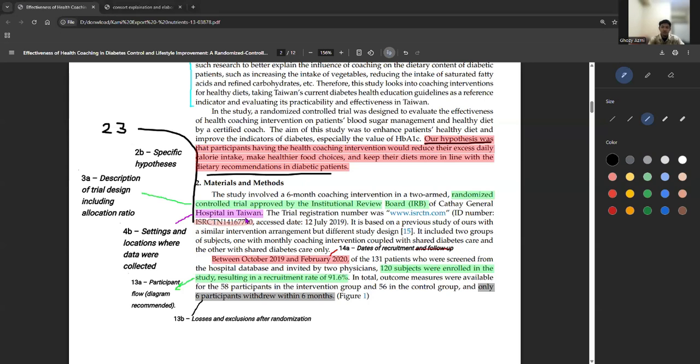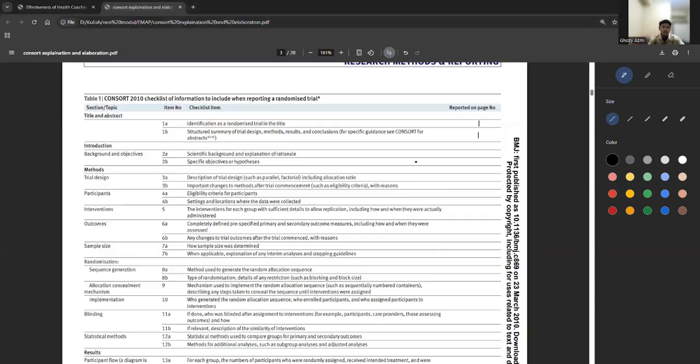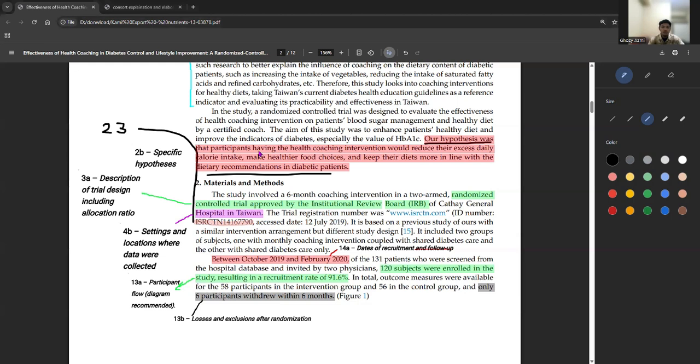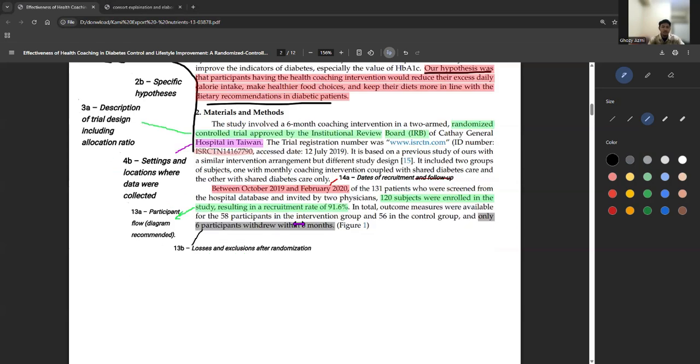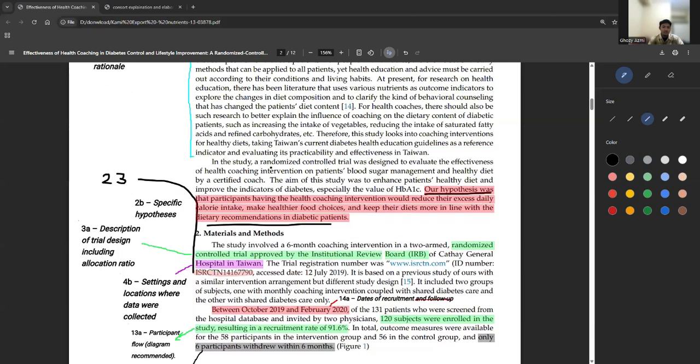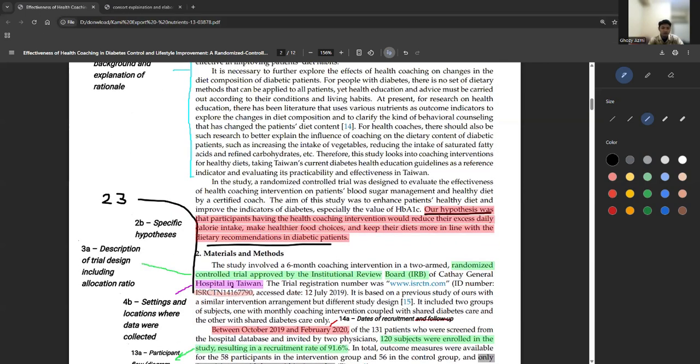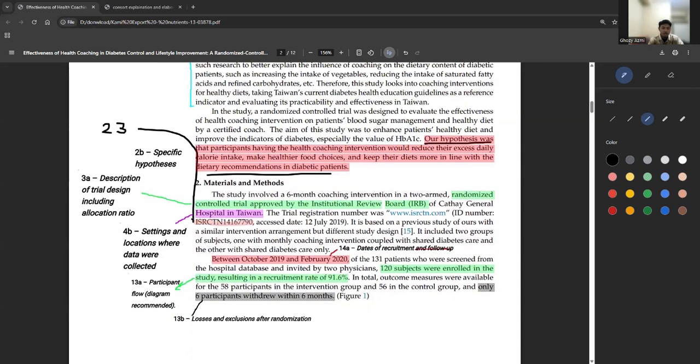And then we move to trial design, which is 3B: important changes to methods after trial commencement, such as eligibility criteria, with reasons. In this article, the authors say they did not change the plan. And then we continue to item 4A, where the paper must say where the study happened. It was done in a hospital in Thailand. This hospital in Taiwan, oh yeah, I forgot.